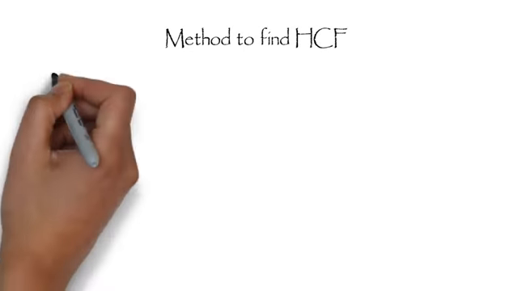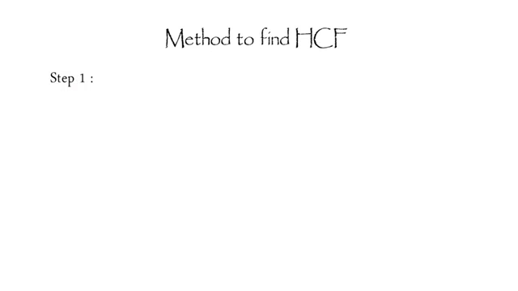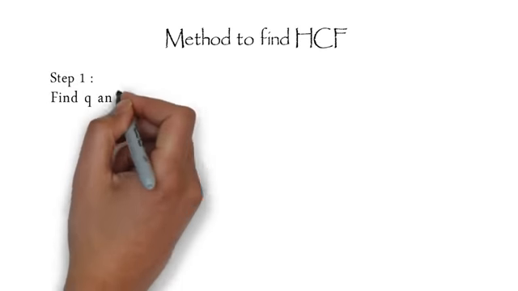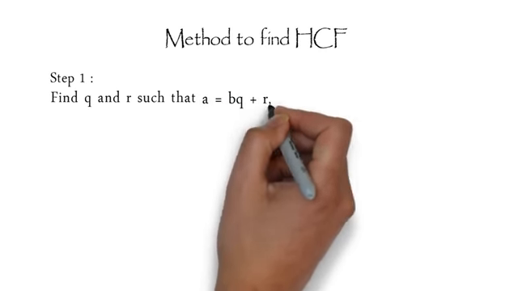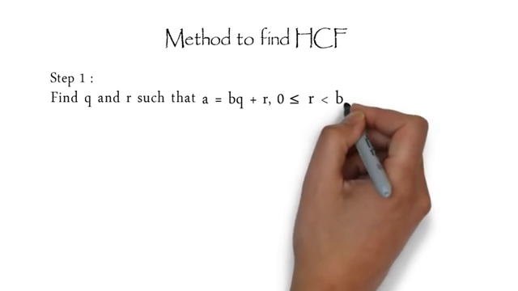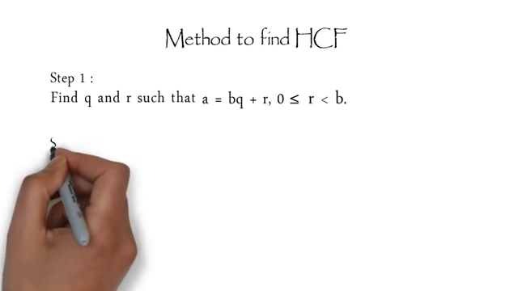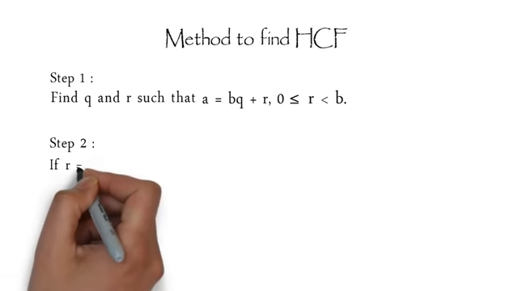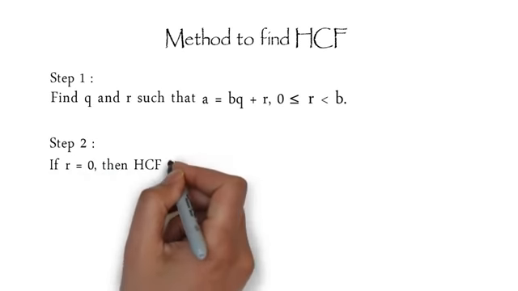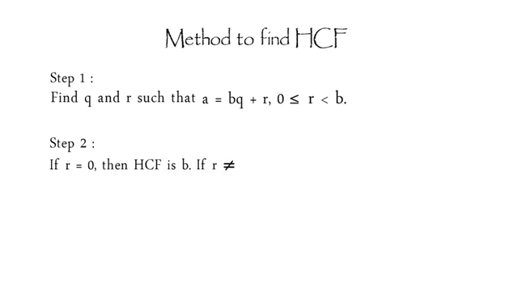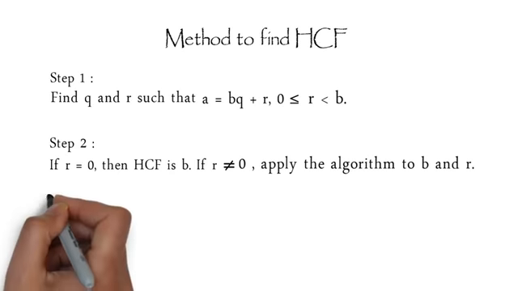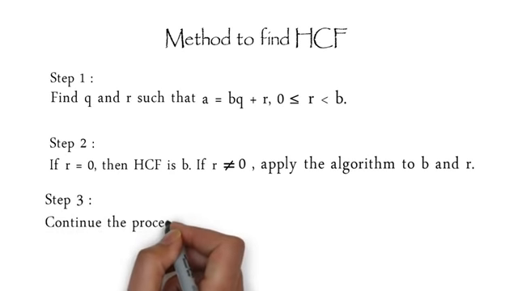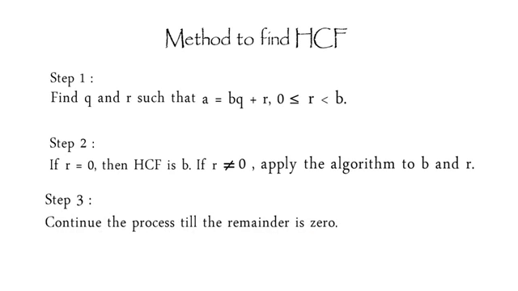Method to find HCF of two positive integers. Step 1. By using Euclid's algorithm, find q and r such that a is equal to bq plus r, where 0 is less than or equal to r and r is less than b. Step 2. If r is equal to 0, then HCF is b. If r is not equal to 0, apply the algorithm to b and r. Step 3. Continue the process till the remainder is 0.